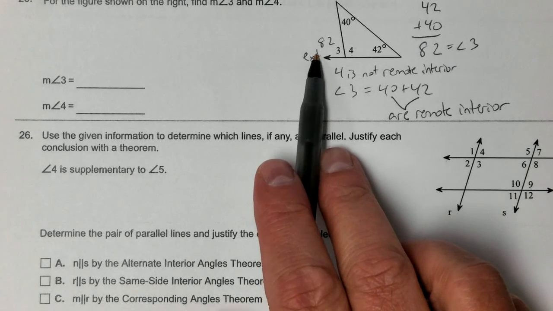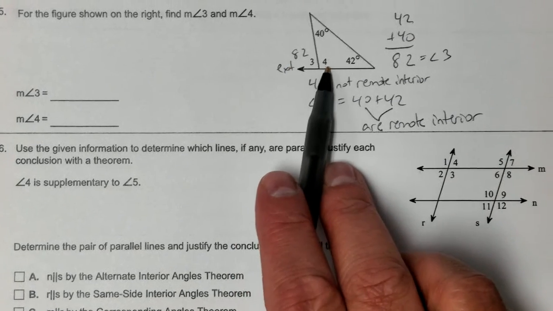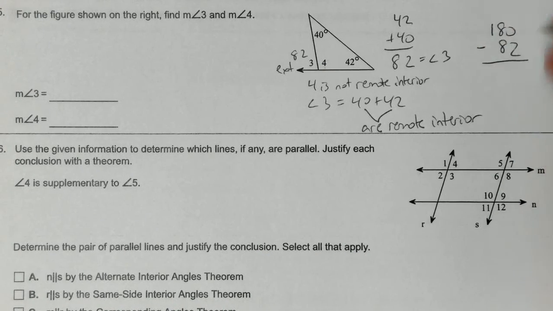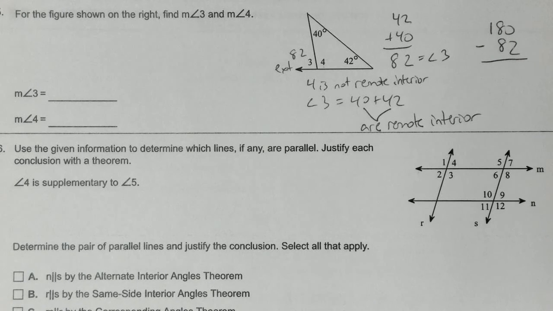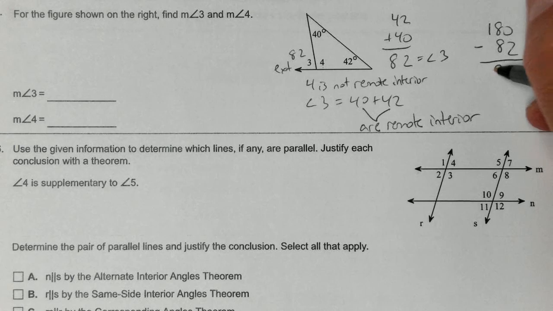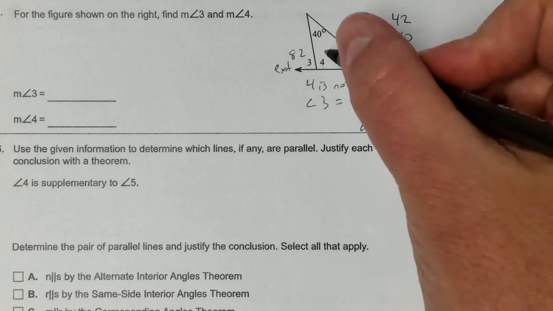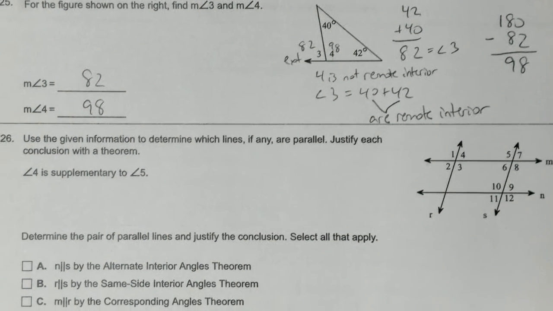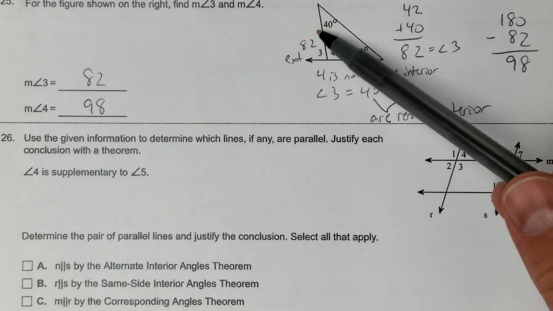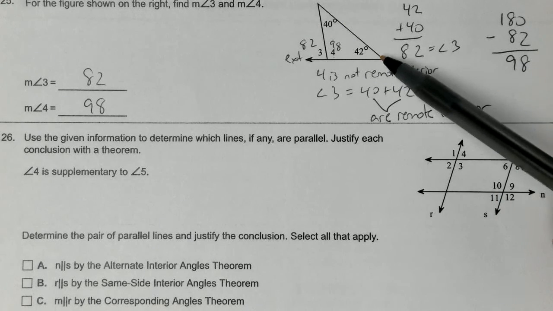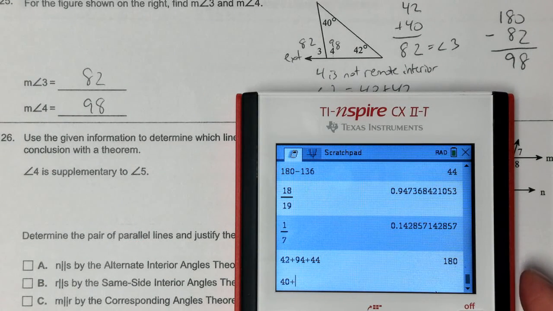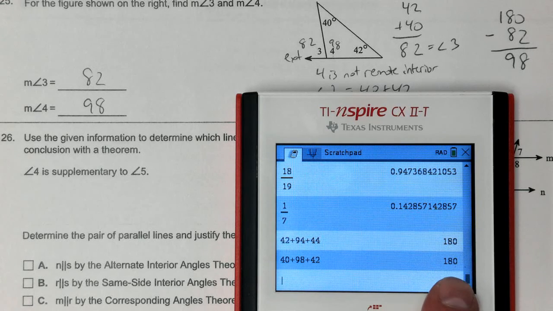Okay, so we've got 82 for that answer. And then what do we get for angle 4? 180 minus 82. Right. So angle 4 is 98. Again, to check your work, you could add all these three to 180. And it worked.